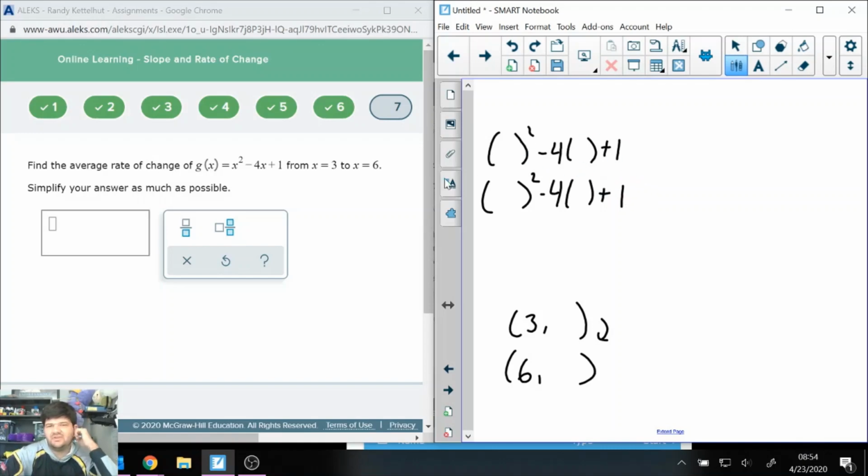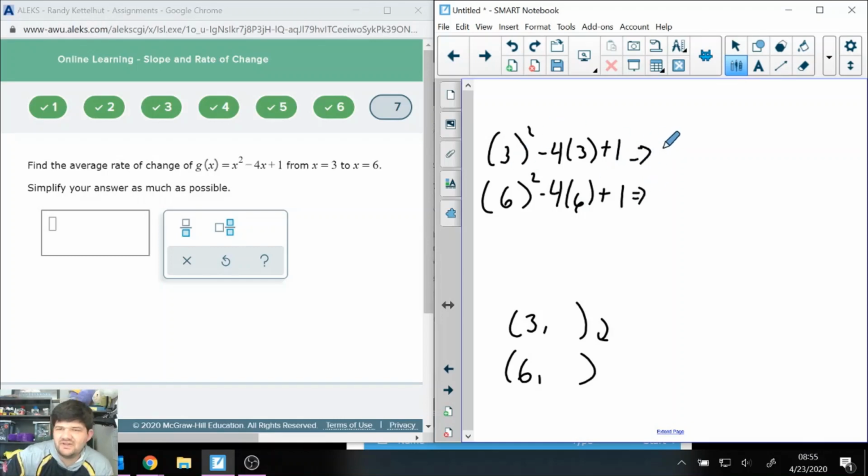So I wrote this exact equation from the problem. The only difference is where the x's were, I left blanks, and I'm going to plug in my numbers here. So my first one I'm plugging in is 3, and then the next one is 6. Okay. So now we're just going to solve those and see what we get.